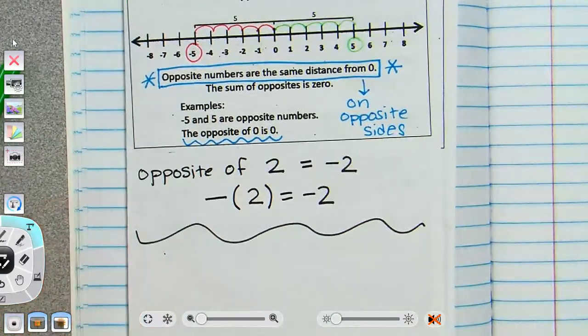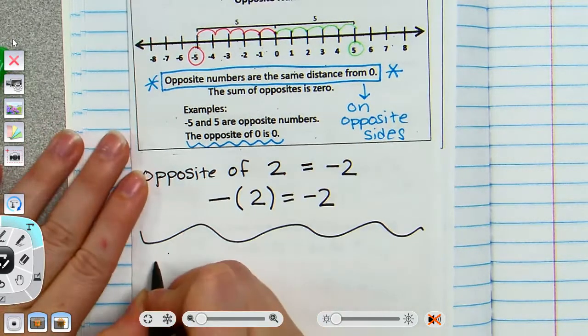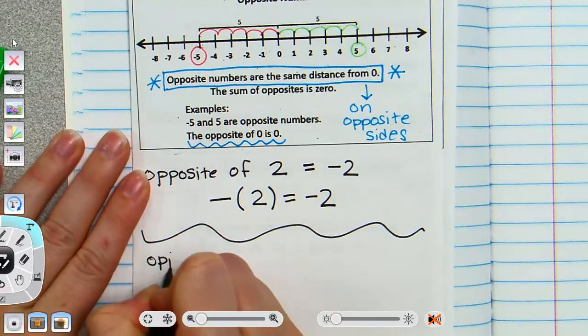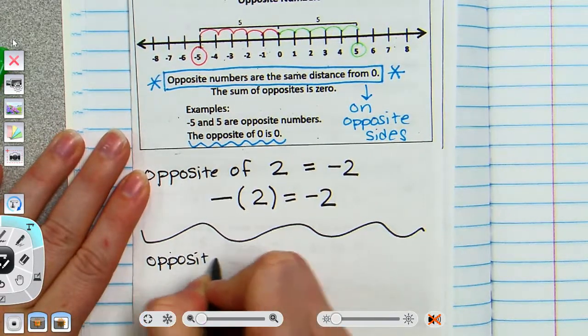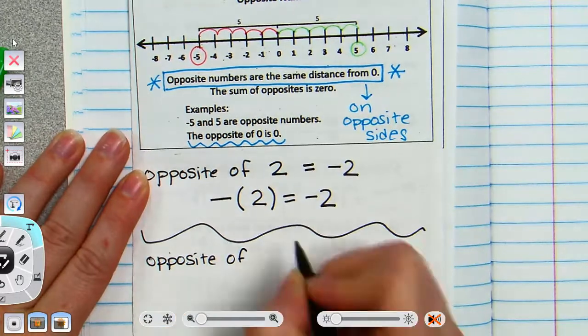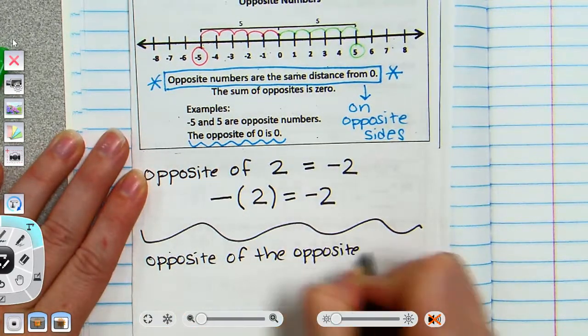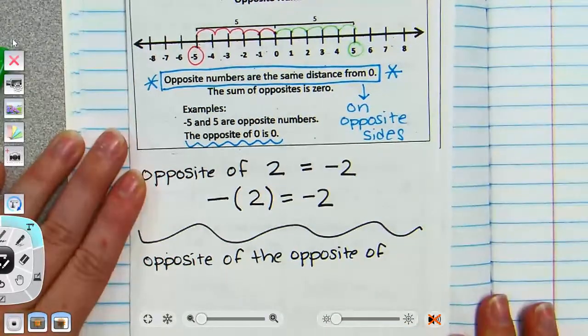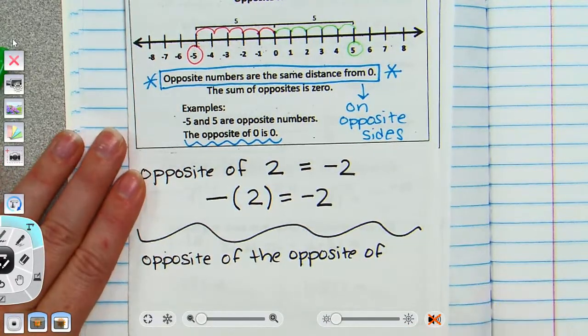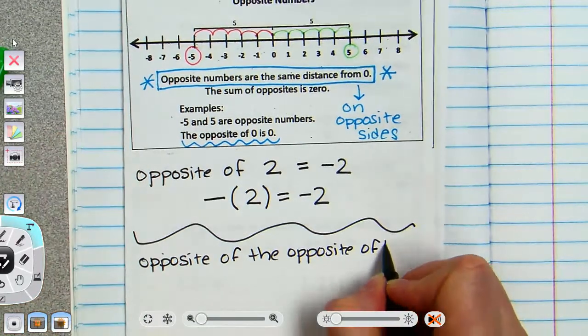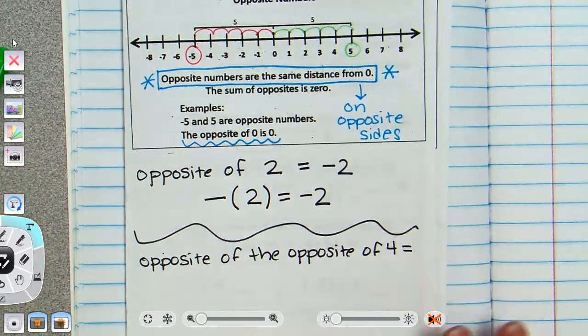We're going to also talk about one thing that's kind of fun, but also a little bit challenging, and these are called double opposites. So we're going to take the opposite of something. Okay, let's write this in words first. Opposite of the opposite of, see how we're doing that twice, double, double. Okay, opposite of the opposite of, let's do a number 4. I'm going to put an equal sign so we can solve that.